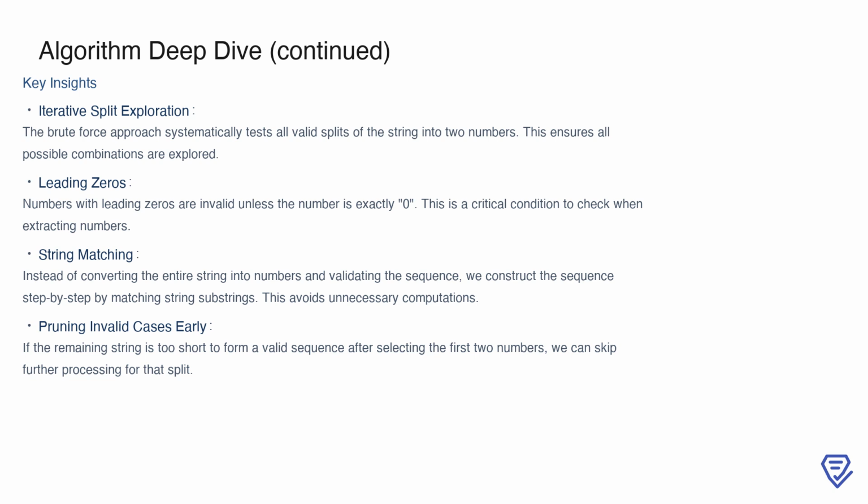Finally, we can optimize the process by pruning invalid cases early. For instance, if the remaining portion of the string after selecting the first 2 numbers is too short to form a valid additive sequence, we can skip further processing for that split entirely. These insights help refine the brute force approach and make it practical for a problem of this nature.